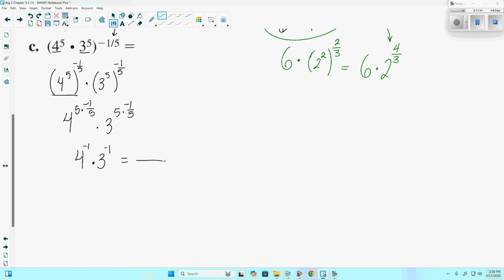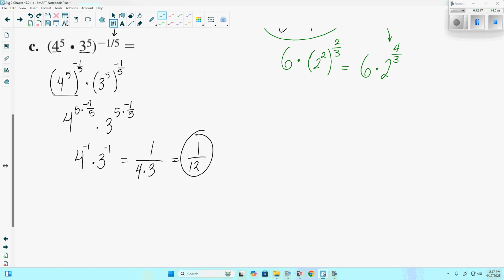Questions on how we got to 4 to the negative 1 times 3 to the negative 1. Can't leave an exponent negative. So to make it positive, we would do what? Move it from the top of the fraction to the bottom. So the 4 would go on bottom, and so would the 3. So what we have left is 1 over 4 times 3. Well, what is 4 times 3? 1/12.